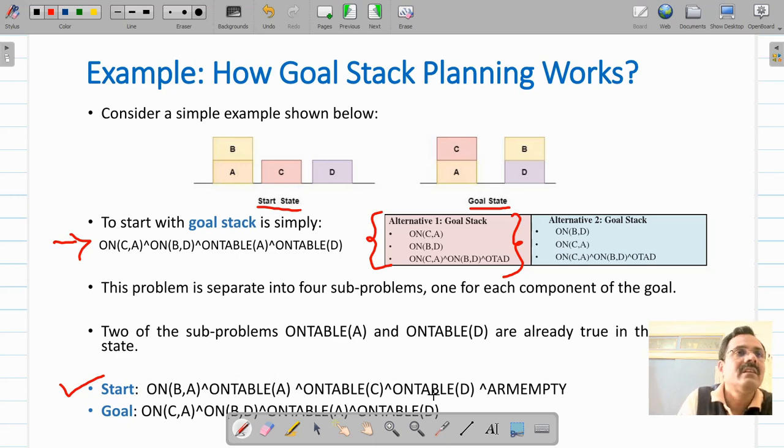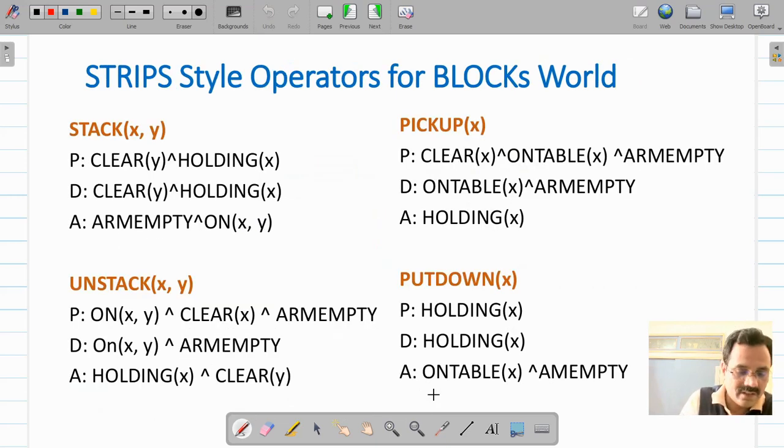Now let us see how to pursue these alternatives. For that purpose we have seen that four operators are provided to us. The first operator is stack x y, then the second one is unstack x y. Though x and y are variables, you can replace them with the corresponding blocks. Then two other operations: pick up x, put down x.